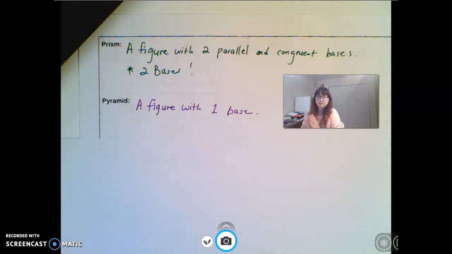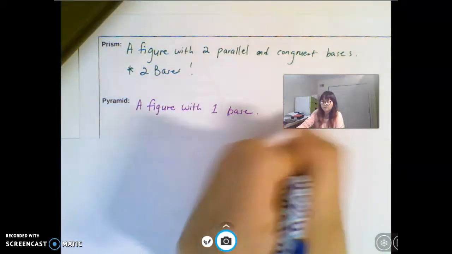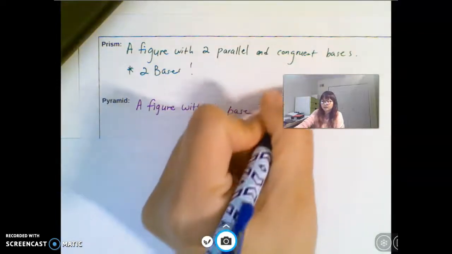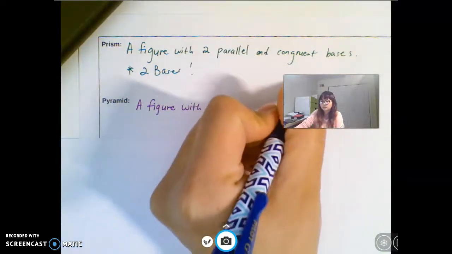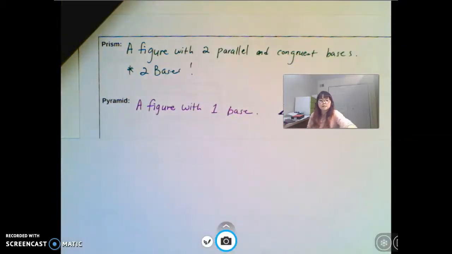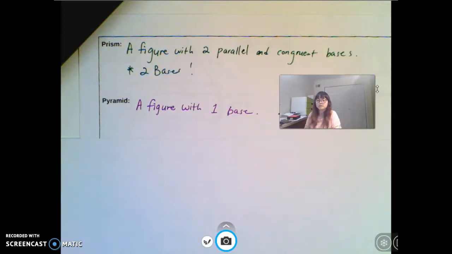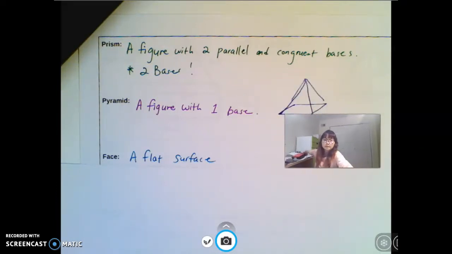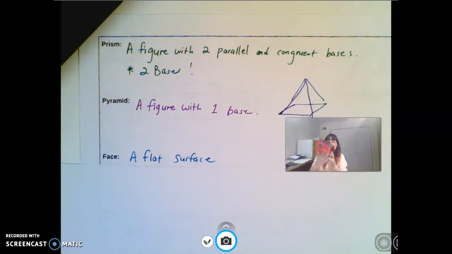Pyramid. Not to be confused with prism, it's a figure with one base. And of course, we all know the most famous pyramid, right? The one with a square base, and I'm trying to connect this into 3D pictures. A pyramid. Ta-da! So yeah, that's a pyramid. They only have one base. A face is a flat surface. So any flat surface would be a face.